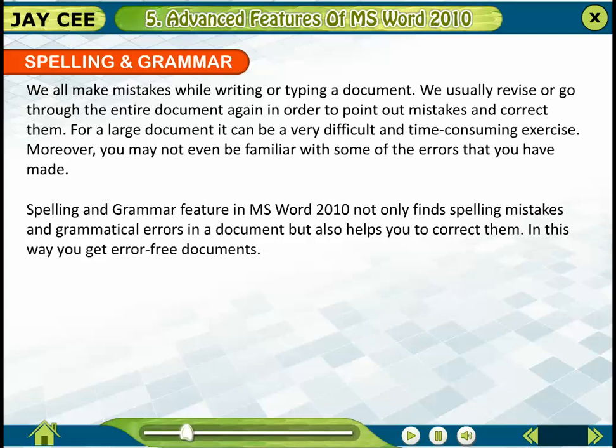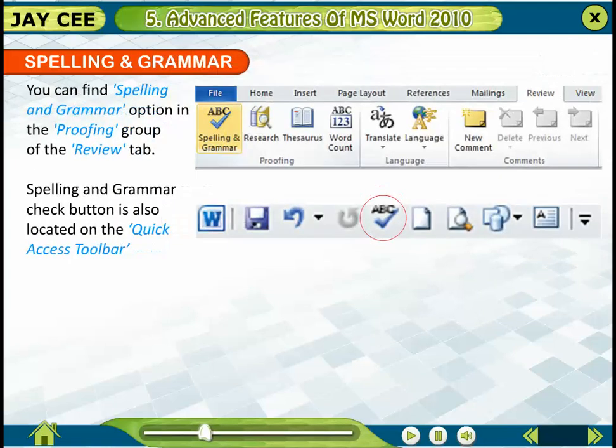The Spelling and Grammar feature in MS Word 2010 not only finds spelling mistakes and grammatical errors in a document, but also helps you to correct them. In this way, you get error-free documents. You can find the Spelling and Grammar option in the Proofing group of the Review tab. The Spelling and Grammar check button is also located on the Quick Access toolbar.